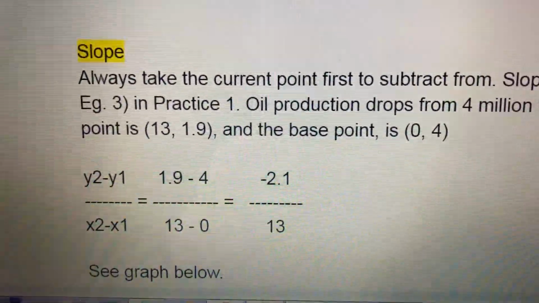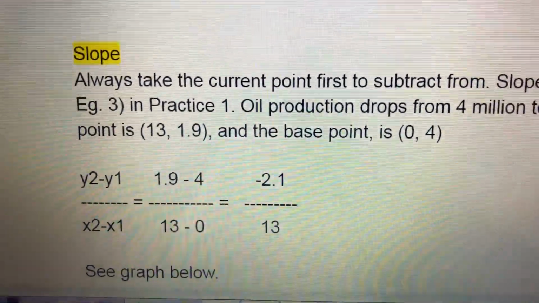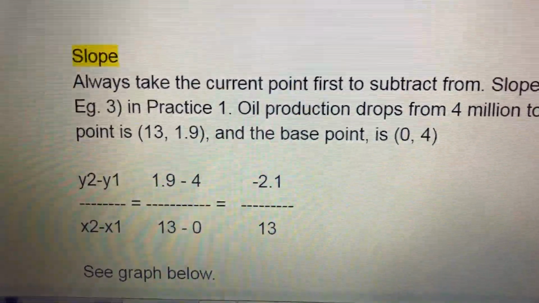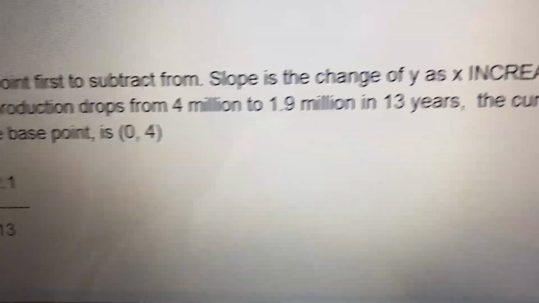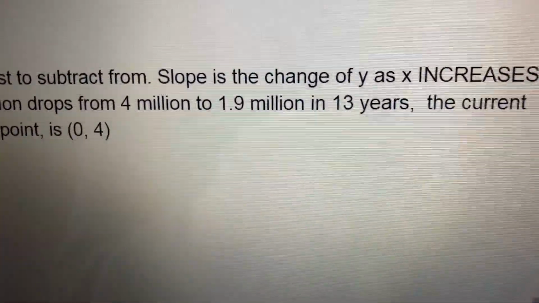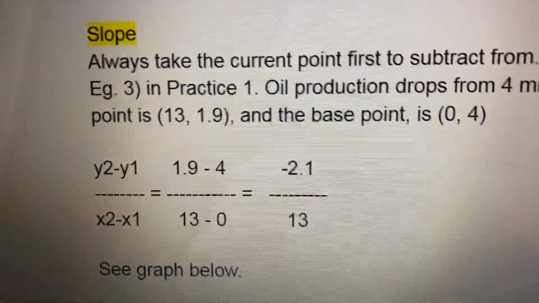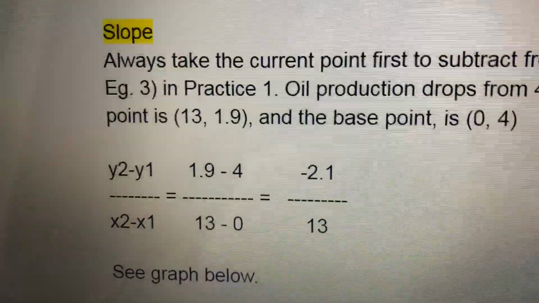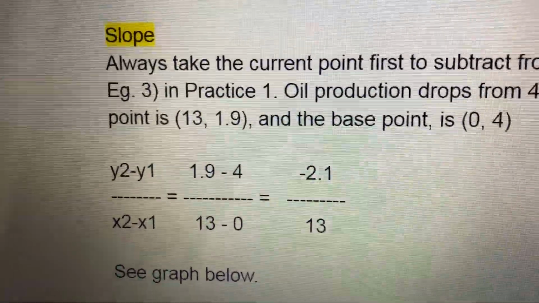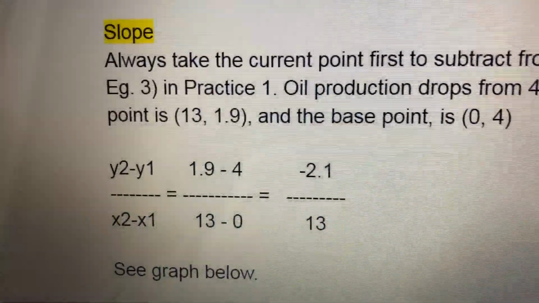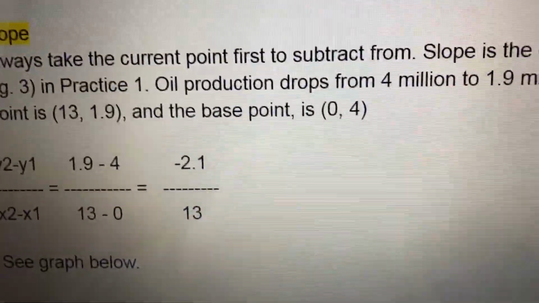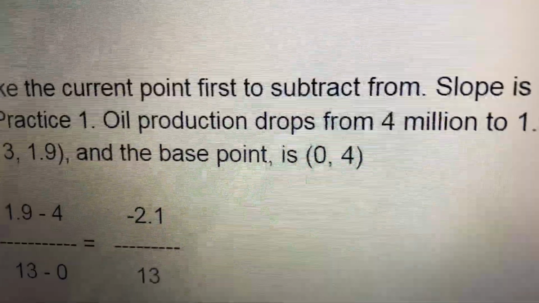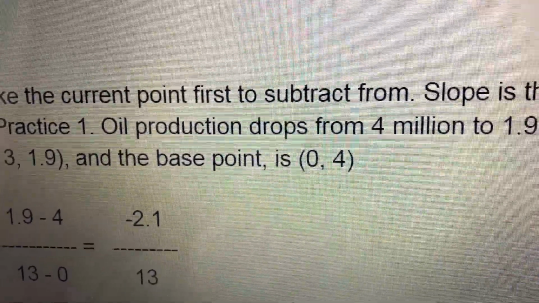So in practice, we have one problem, problem number 3. The oil production drops from 4 million to 1.9 million in 13 years. So the current point is at 13 and 1.9. The y coordinate is 1.9, the x coordinate is 13, and the base point has coordinates 0 and 4.